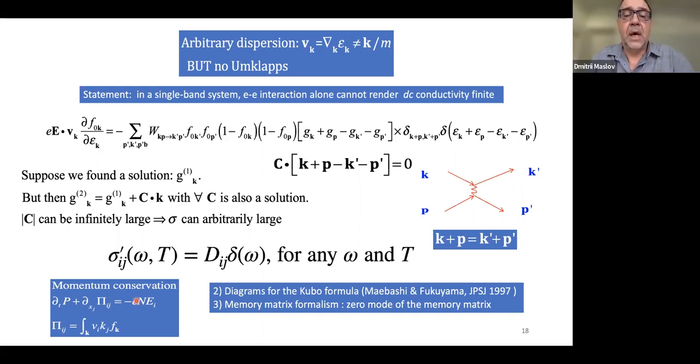There is another way that follows straightforwardly from the Kubo formula, which was done by Maebashi and Fukuyama. And for people more familiar with the memory matrix formalism, this is a statement about the existence of a zero mode of the memory matrix.